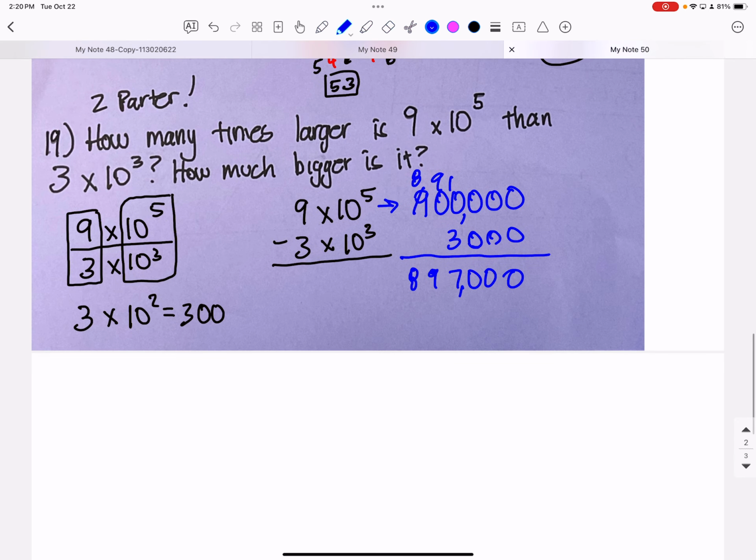And if you leave it as that, that's fine. If it says in scientific notation, then you put the decimal after the first number, and we turn this into 8.97. But we'd have to multiply 1, 2, 3, 4, 5 times. So times 10 five times, or times 10 to the 5th.